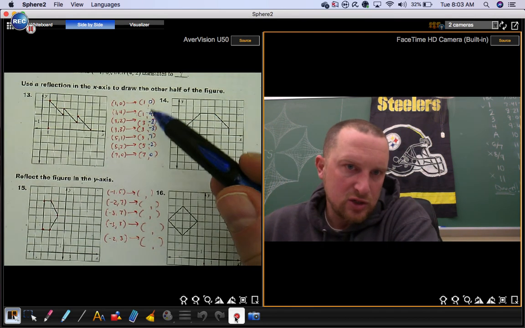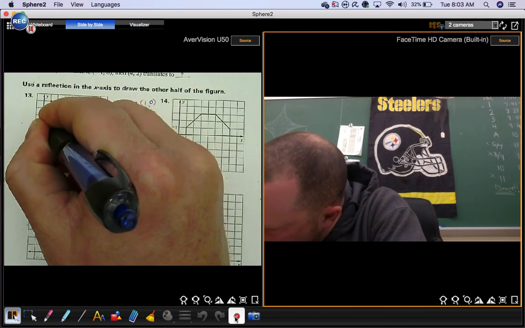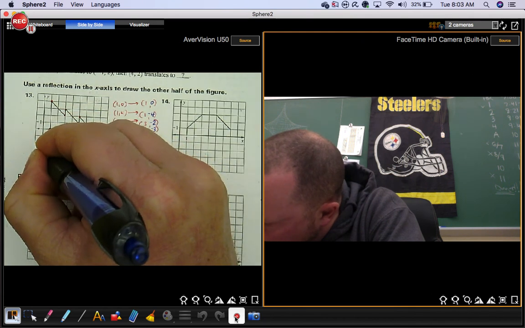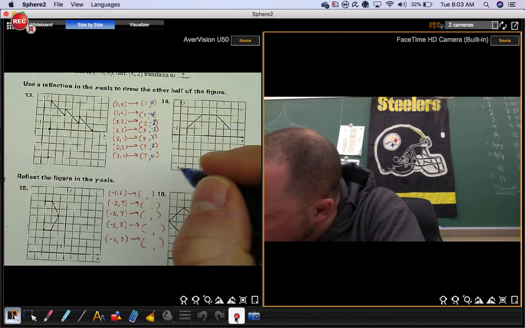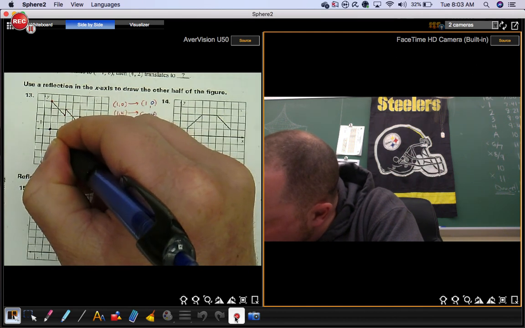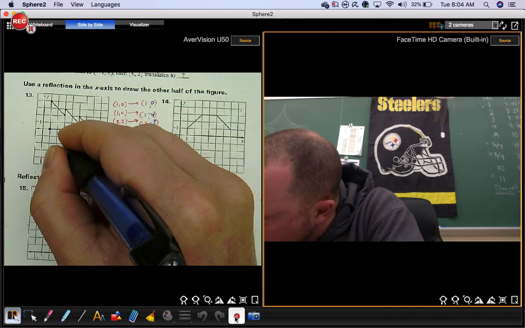And then all you're doing is just plotting these ordered pairs down here. So we get this same ordered pair here. We get positive 1, negative 4. We get positive 3, negative 2. We get positive 3, negative 3.